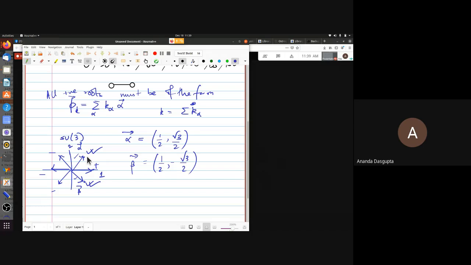Now let's just pretend for the time being that we don't know the entire root structure of SU3. We don't know all the 6 roots. We just know that these are the two simple roots. And how do we go about figuring out all the roots from there?